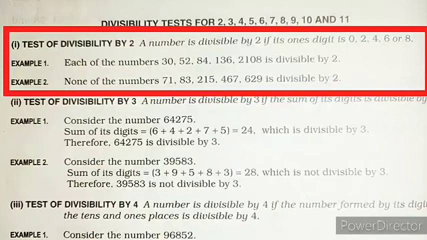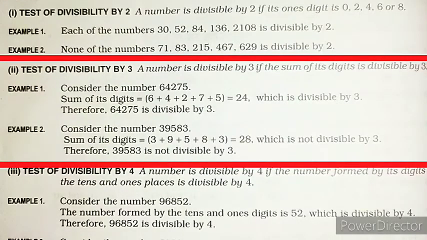Let us see two examples. In the first, each of the numbers 30, 52, 84, 136, 2108 is divisible by 2, because the digit at the ones place is 0, 2, 4, 6 or 8. But in the other example, none of the numbers 71, 83, 215, 467, 629 is divisible by 2, because the digit at the ones place is not one of the required digits 0, 2, 4, 6 or 8.